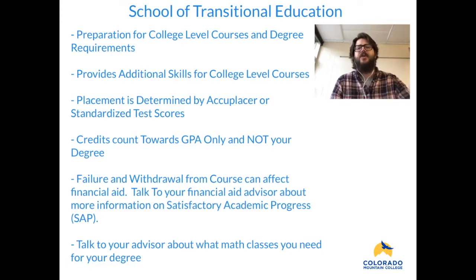The other thing that I do want to mention is that if you were to fail or withdraw from this course, this can affect financial aid. So if you are receiving financial aid, you need to be aware that if you end up failing this class or you withdraw for whatever reason, you want to make sure that it doesn't affect your financial aid. What we call that is the Satisfactory Academic Progress, or SAP. You're going to want to talk to your financial aid advisor about that if you have any questions.